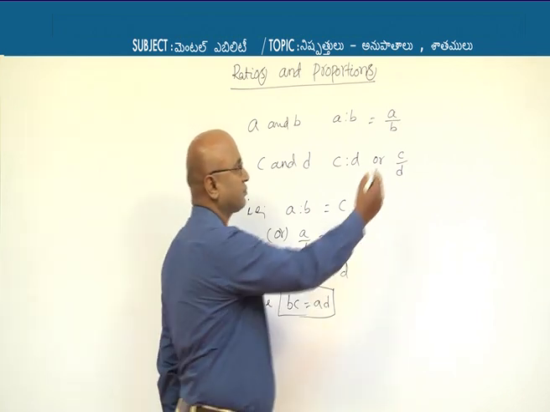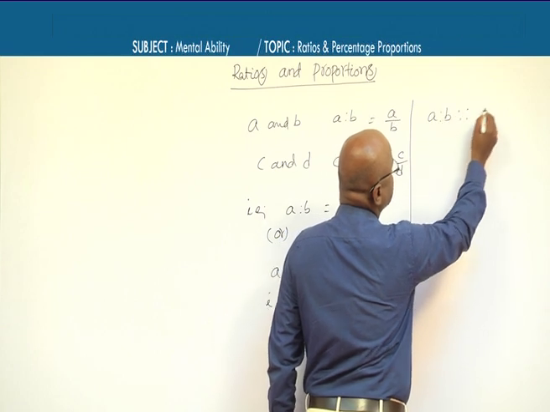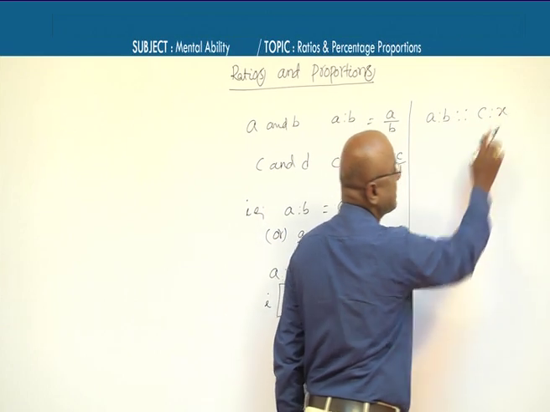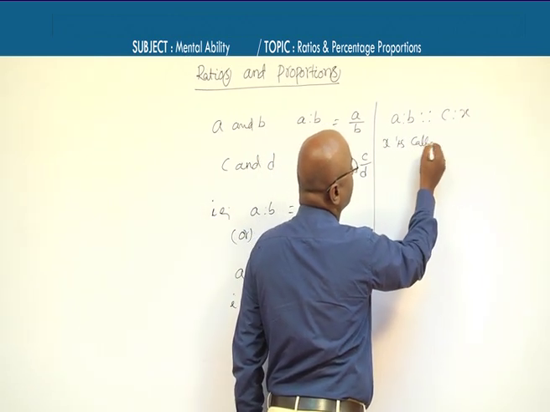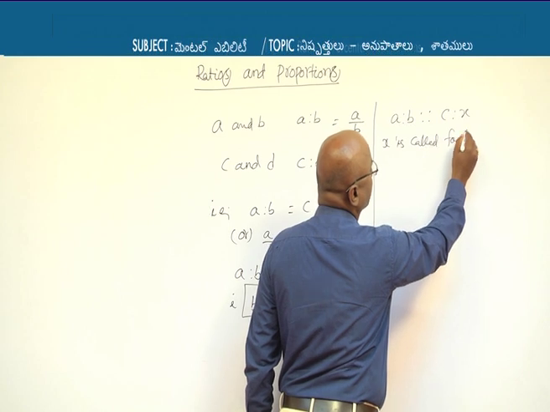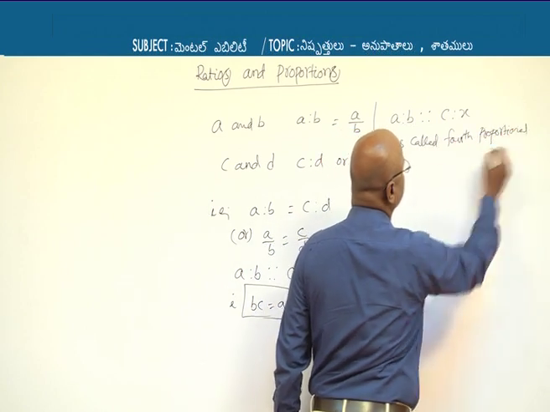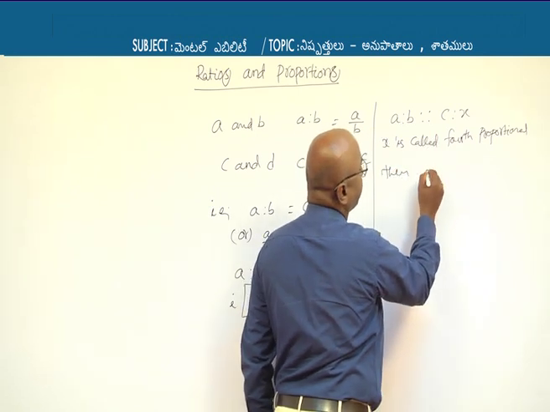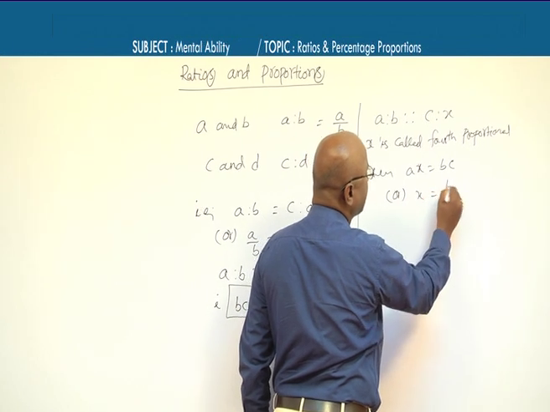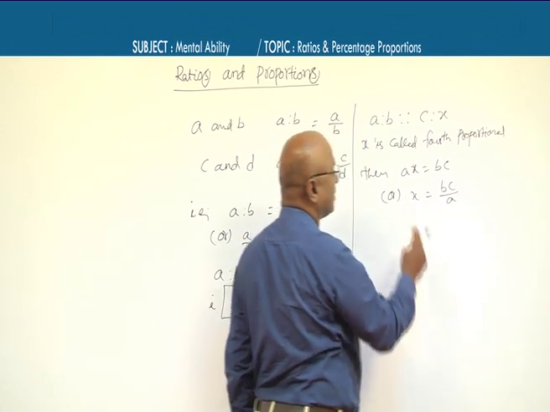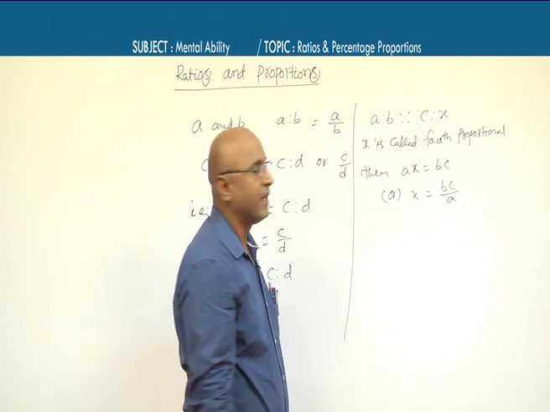And now, if A is to B as C is to X, here X is called the fourth proportional. Then AX equals BC, or X is equal to BC by A. So in order to find the fourth proportional, X is equal to BC by A.